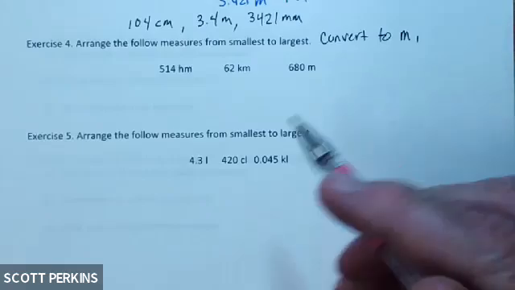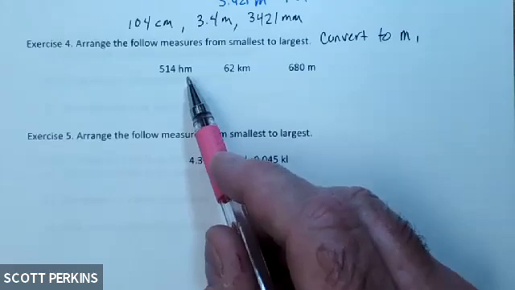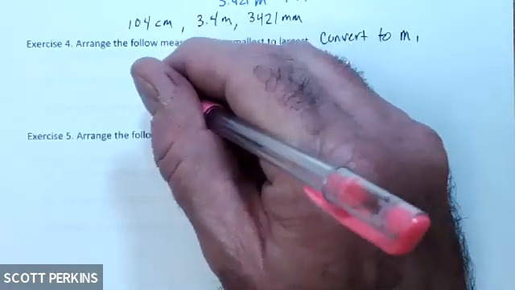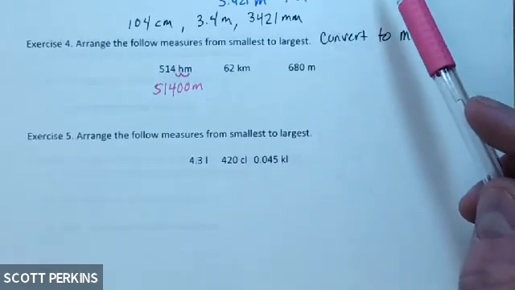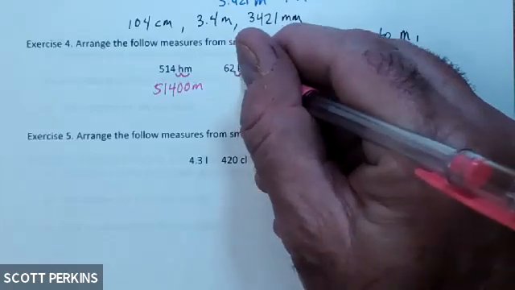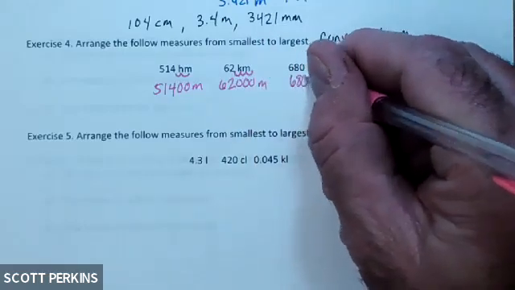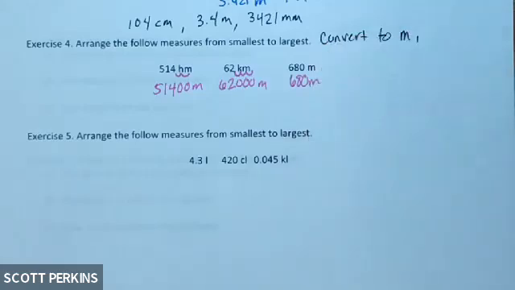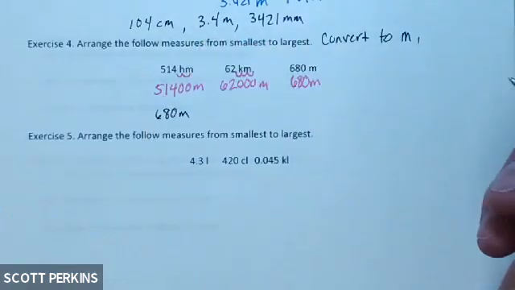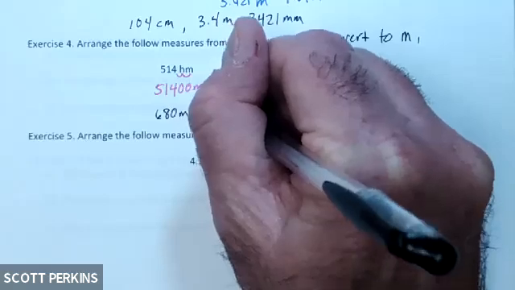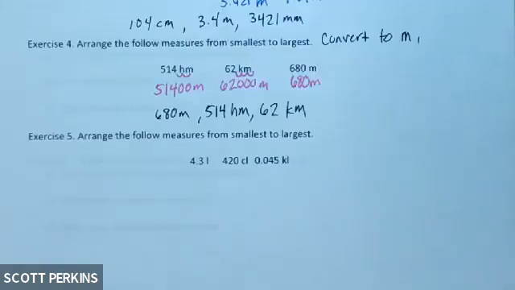All right, I'm going to convert all these to meters. So converting hectometers to meters means I'm going to move the decimal 2 places to the right. So after the 4, when I go 2 to the right, that's 51,400 meters. The 62 kilometers, I'm going to move the decimal 3 places to the right. So 1, 2, 3, that becomes 62,000 meters. And then the last one is 680, and it's already meters. So the answer to this one turns out that the smallest one was already the 680 meters. The next one is 514 hectometers. And then the 62 kilometers is the last one from smallest to largest.